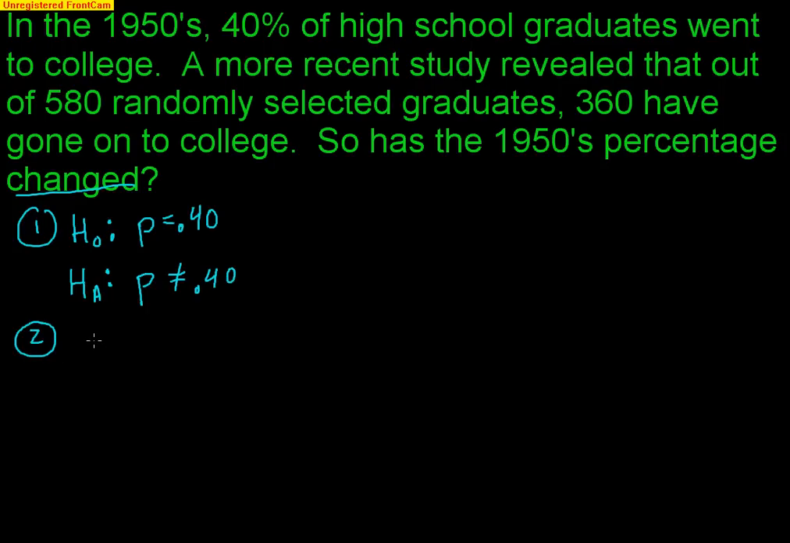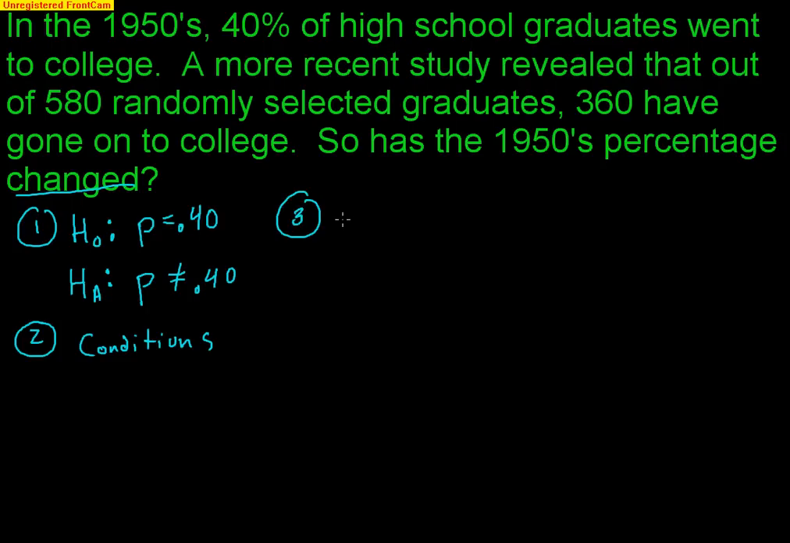Okay, the second step was we still need our conditions. So very quickly, we'll just run through them real quick. The 580 needs to be random. It did say that. It needs to be less than 10% of all high school graduates, and I'm pretty sure it is. And we do have 360 successes, and doing some simple subtraction, that would be 220 failures. So definitely both more than 10 successes and failures.